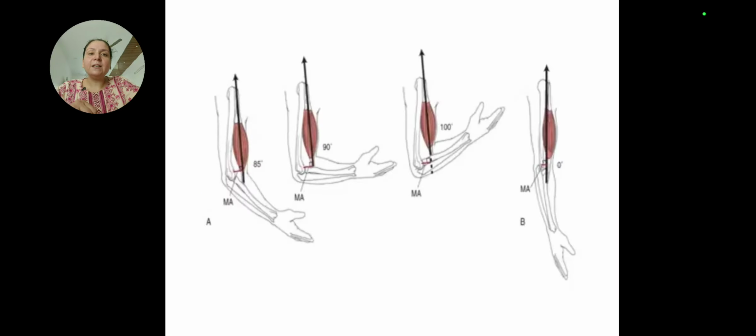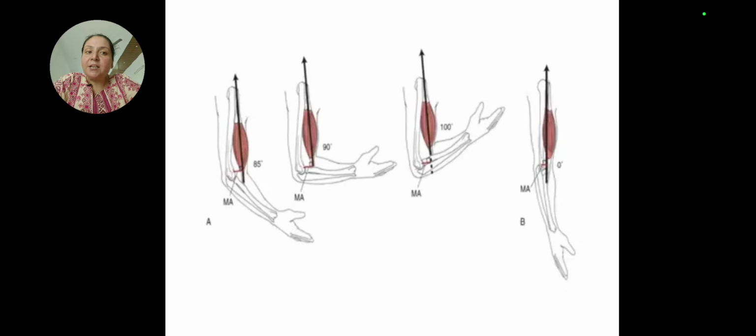So the next is the diagram here. First see the B diagram. In the B diagram, the elbow is extended and the MA is almost 0. Now what is happening in the A diagram? Now when the angle is increasing, the elbow flexion is starting, and the MA has started to develop. It is now at roundabout 45 to 50 degrees of elbow flexion.